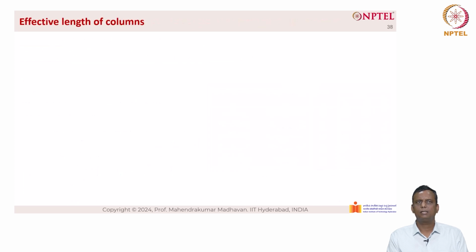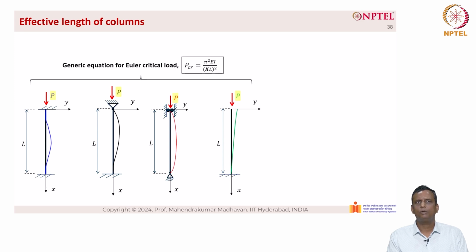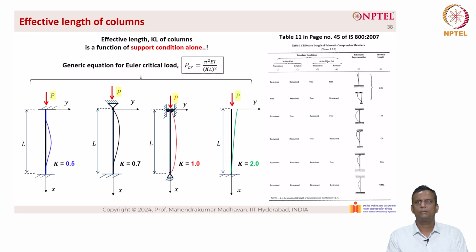So now let's look at the comparison between columns and beams. So the effective length of columns, as you can see here, 4 different boundary conditions and 4 different buckling modes for columns are given here. General equation for critical Euler buckling load is P critical equal to pi square E I divided by KL the whole square. And K varies depending on the boundary conditions 0.5, 0.7, 1.0 and K equal to 2.0. And here the K value is a function of support conditions only. Table 11, page number 45 of IS 800 gives the different values of K depending upon the boundary conditions.